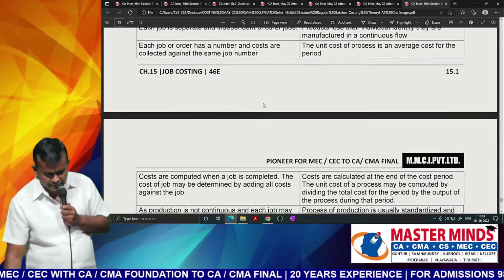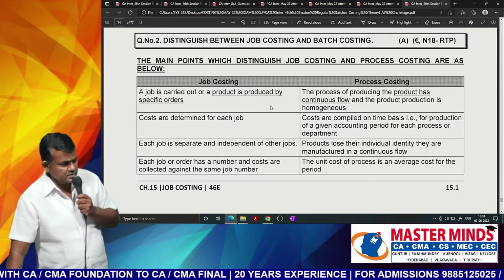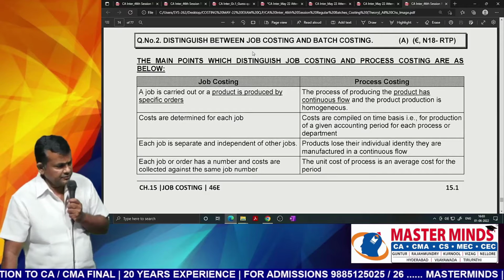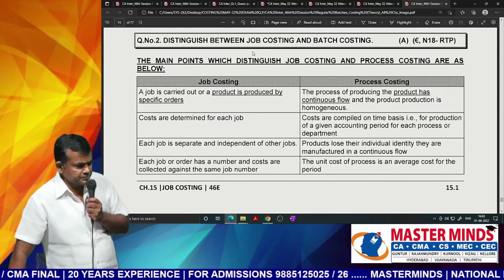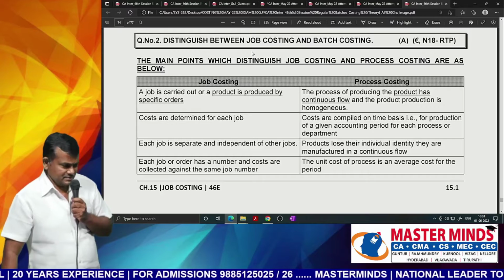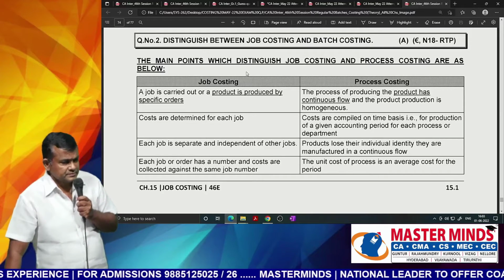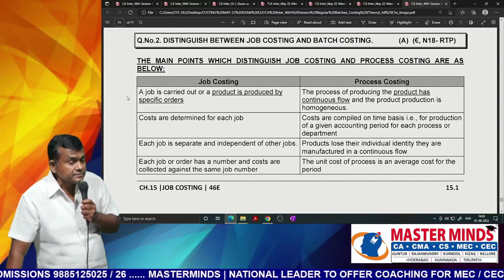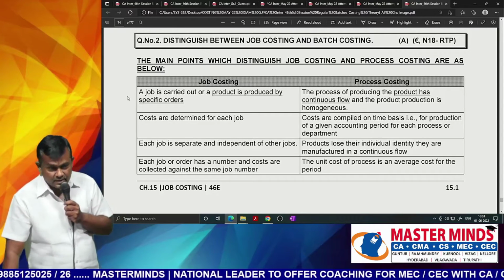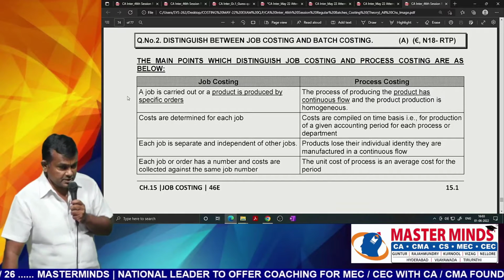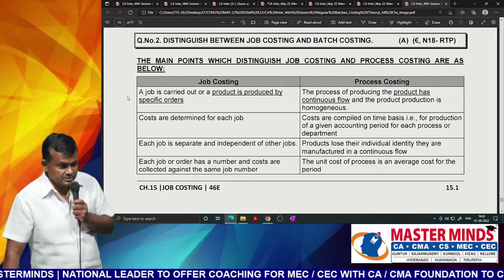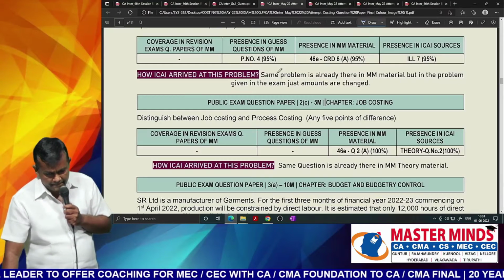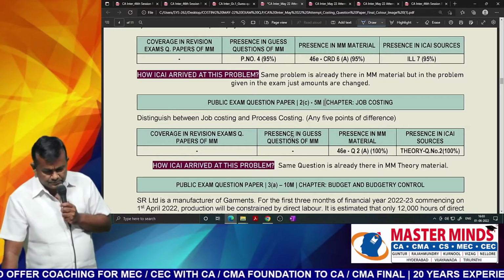So 1, 2, 3, 4, 5. So process costing already completed, sir. Job costing still pending. So already features of process costing, you know. So expenses classification, classification of expenses on functional basis. Next, product cost, total production cost, period cost, total administrative overhead cost, total selling and distribution overhead cost. So this is the problem number 2C.